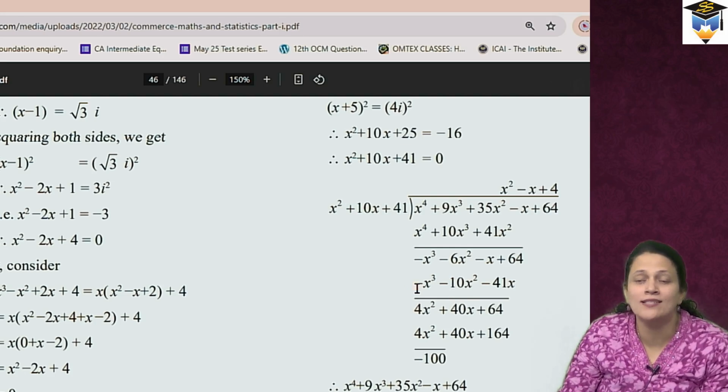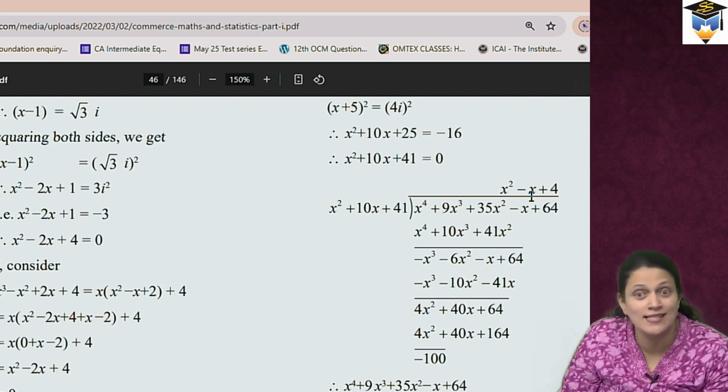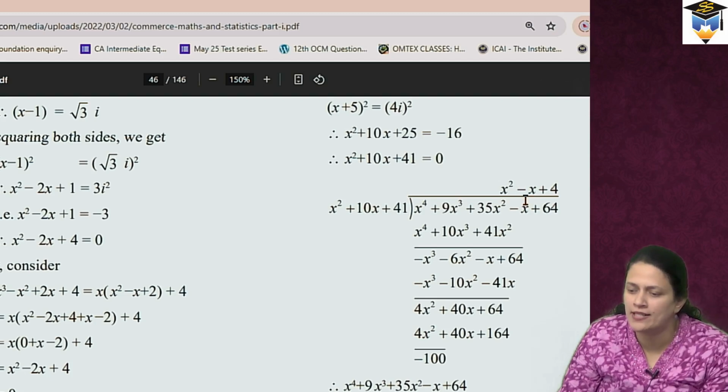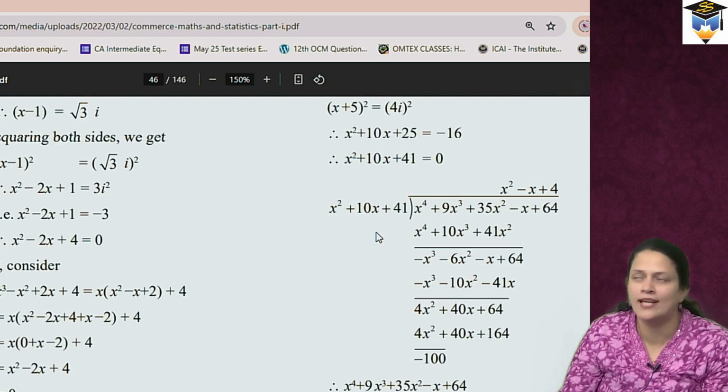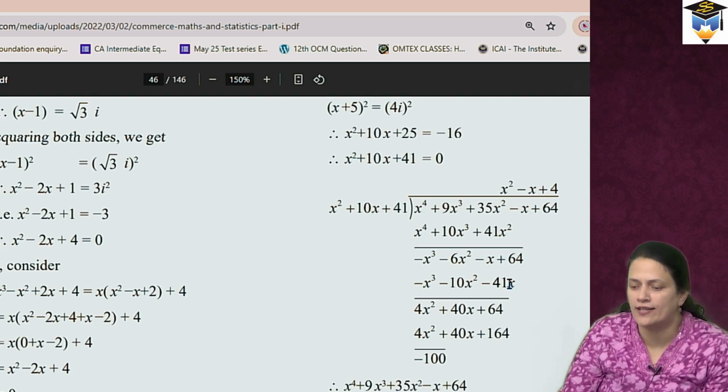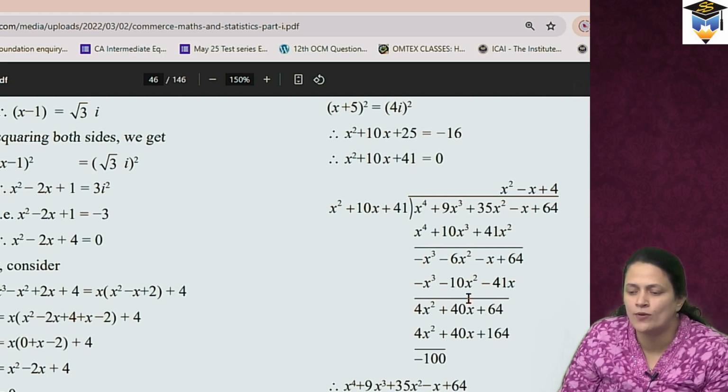Now you have to see which number you will multiply x square by to get minus x cube. That will be minus x. So minus x into x square is minus x cube. Minus x into 10x is minus 10x square. Minus x into 41 is minus 41x. Again subtract, so x cube will get cut. Minus 6x square plus 10x square is 4x square. Minus x plus 41x is going to give us 40x and 64.